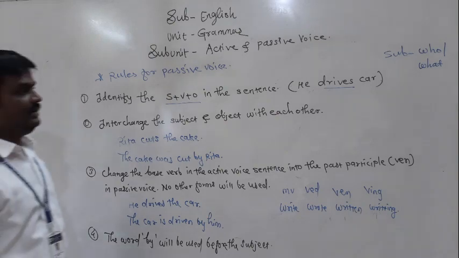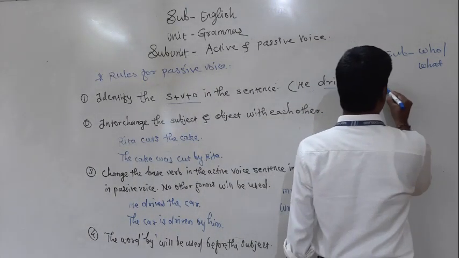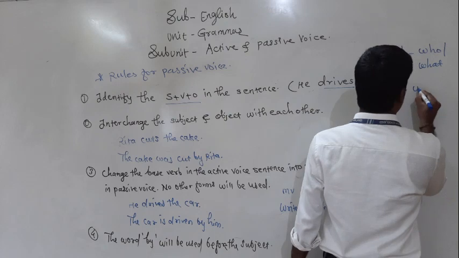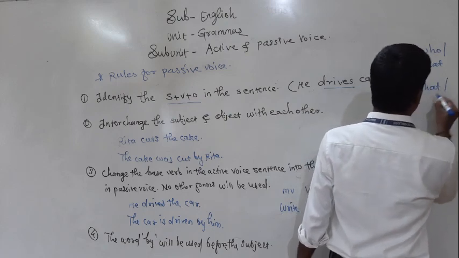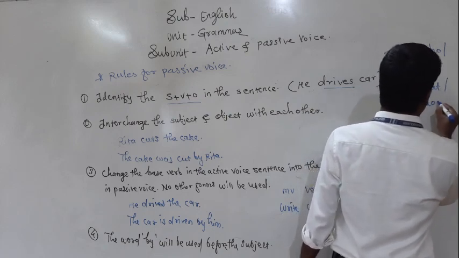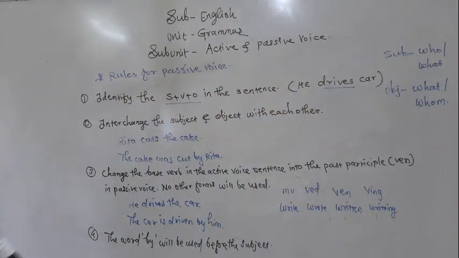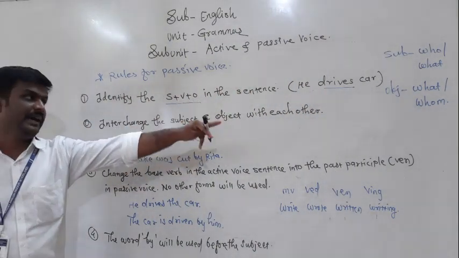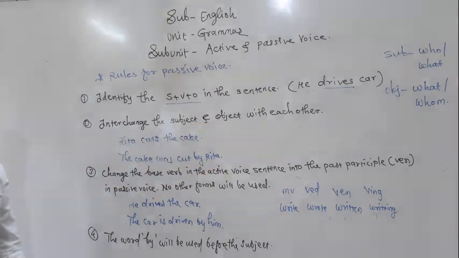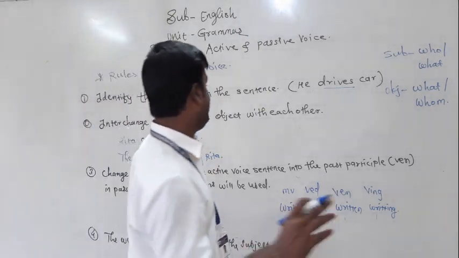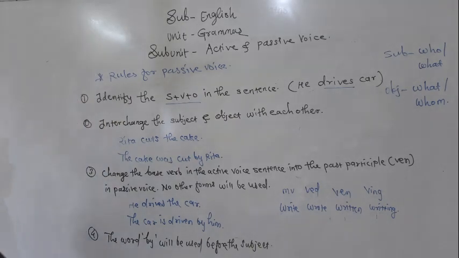Now the object. To get the object from the statement, you have to ask the question what and to whom. Then we get the object from the statement. By asking the question what, we get the DO, and by asking the question whom, we get the IDO, meaning direct object and indirect object. This is the rule number 1. You have to find out subject, verb and object from the statement.